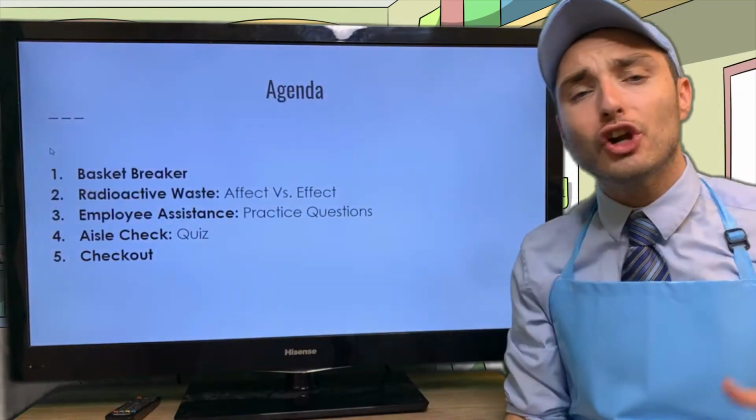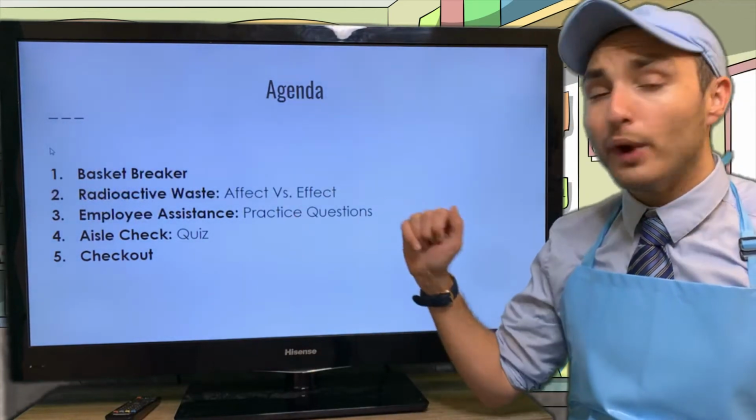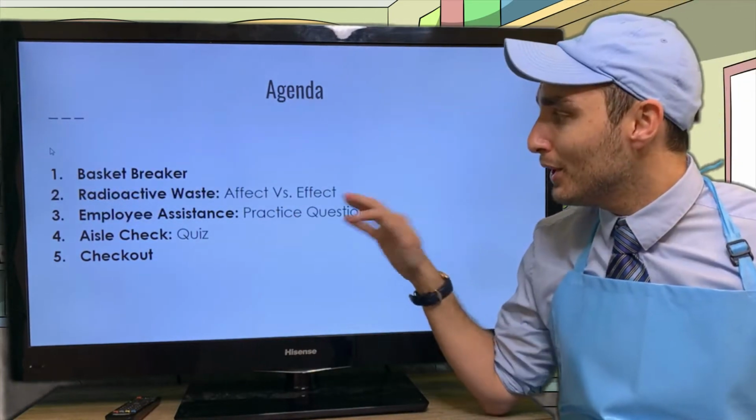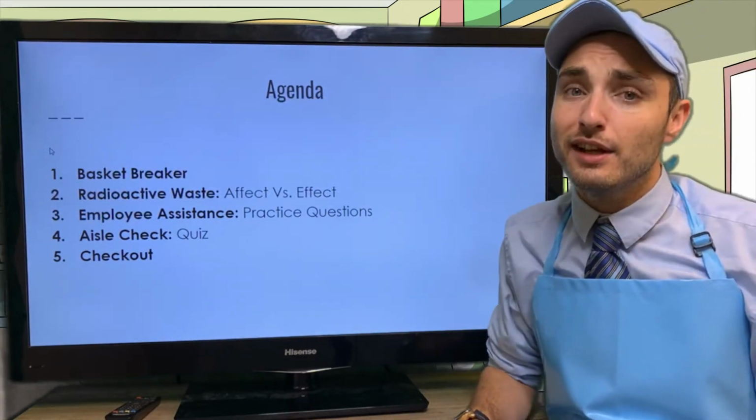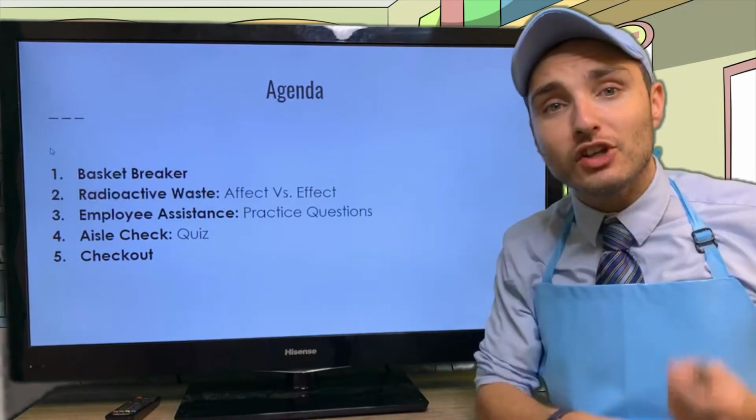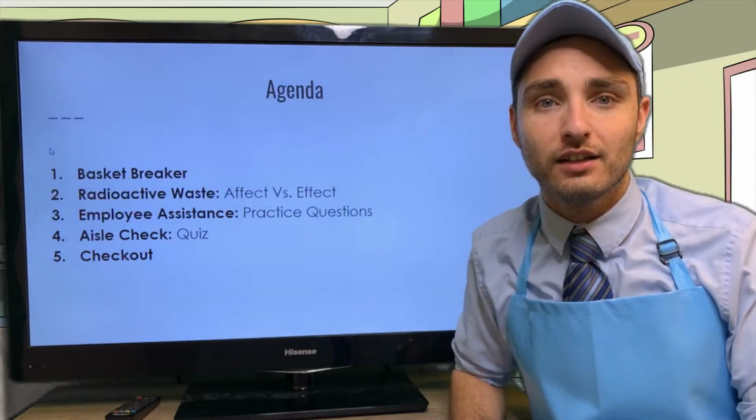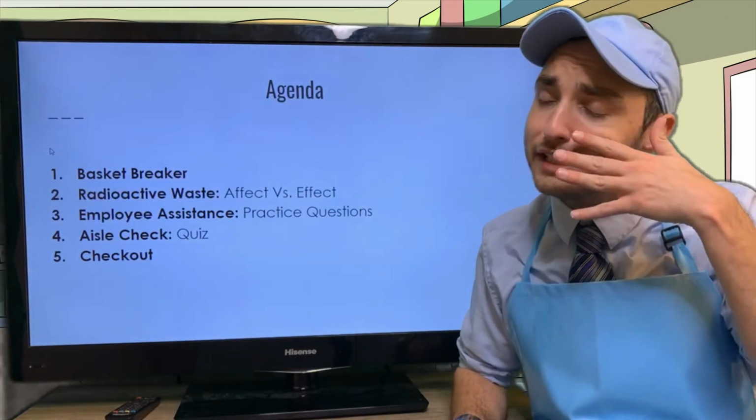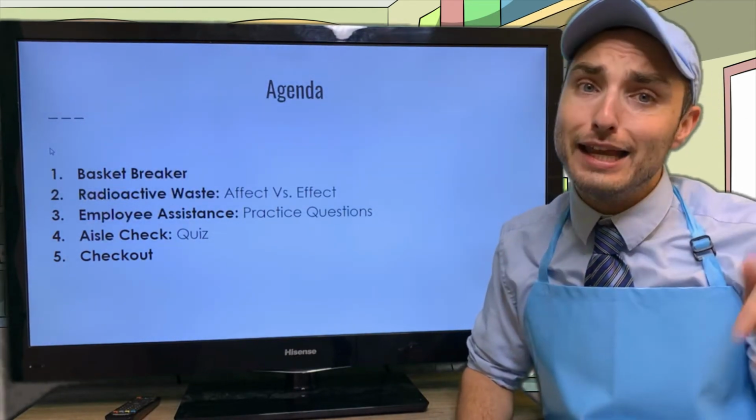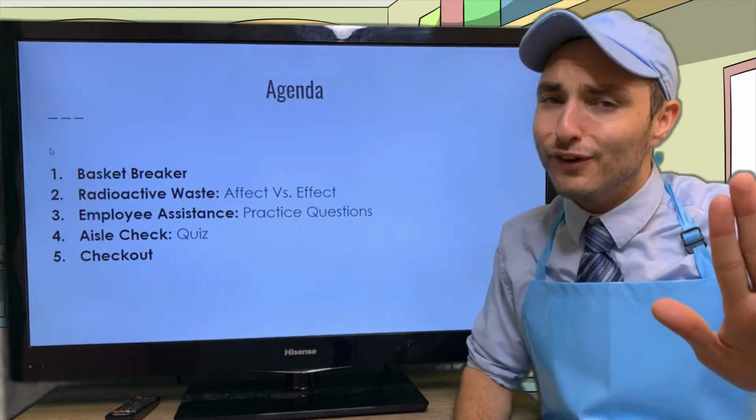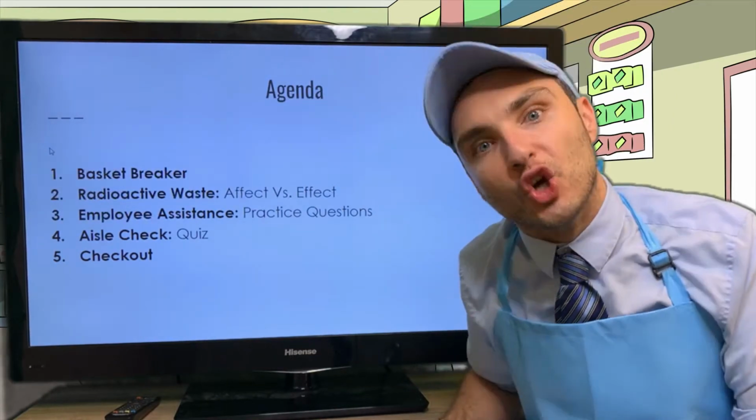For tonight, we're going to start it off with a little basket breaker, followed up by some radioactive waste. Then, we'll ask for some employee assistance to get some extra practice. And then to mix all of that together, guess what? We're going to go ahead and do an aisle check. Followed by my least favorite part of the evening, checking out. That's where we say adios. But without further ado, let's go ahead and jump into a basket breaker.